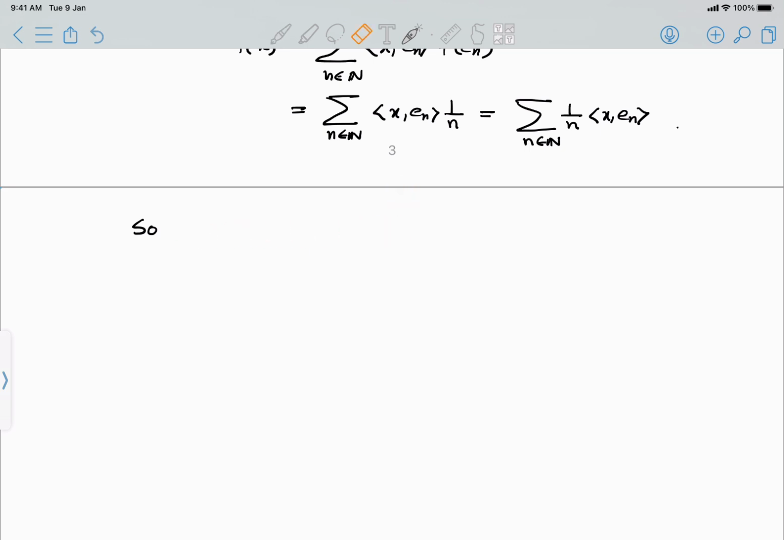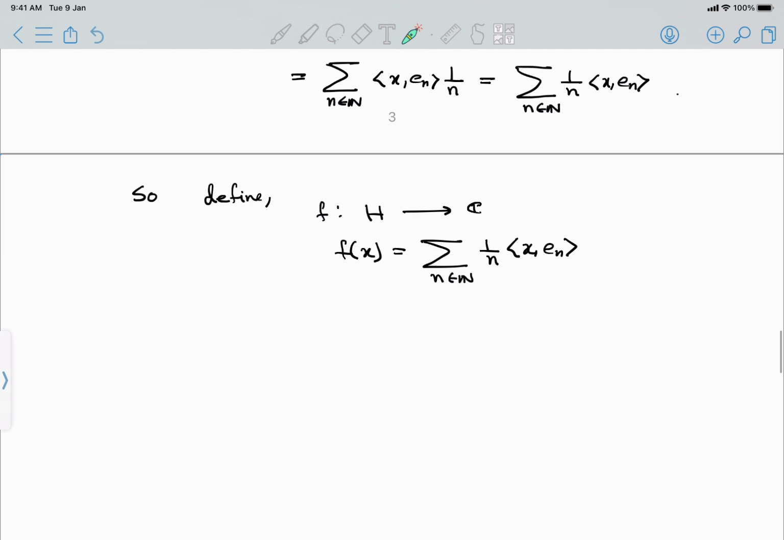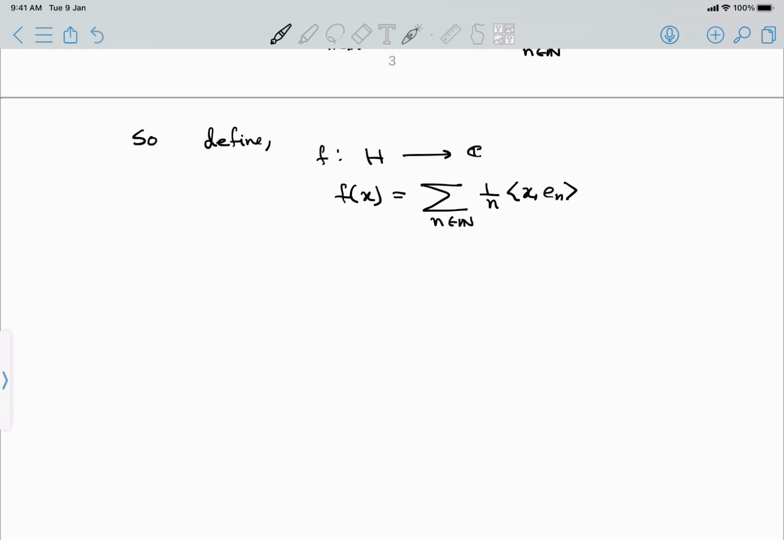So let's define f from H to C such that f of x is this summation, n belongs to N. Okay, so we have defined it like this, but why does this make sense? Why is this finite? We have to check because this should be an element of C. So linearity is not a problem, and we also have to check that this is a bounded linear functional. Okay, so let's check.